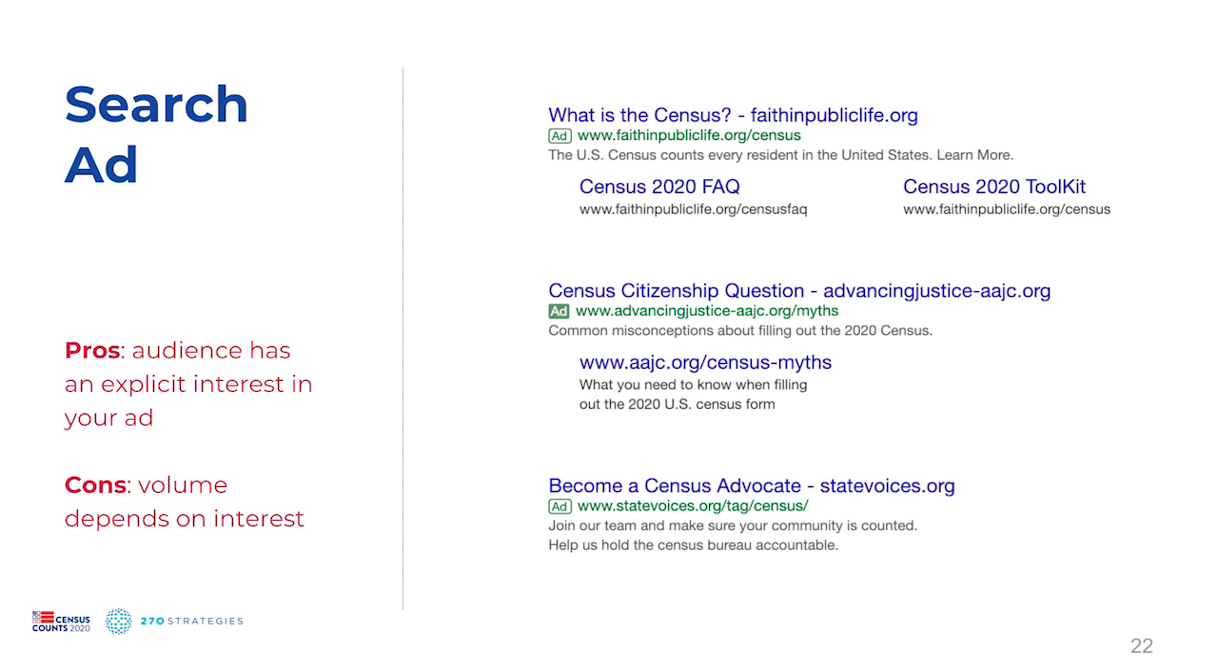Next, we have search ads. So I'm sure you've seen these ads appear above or to the right side of a search query. These ads are based off of a set keyword that a user enters. You can run ads to appear when someone Googles key phrases like, "When is the census?" or citizenship question. The best thing about these ads is people already have expressed an interest in your content, but the volume depends on people making that search.